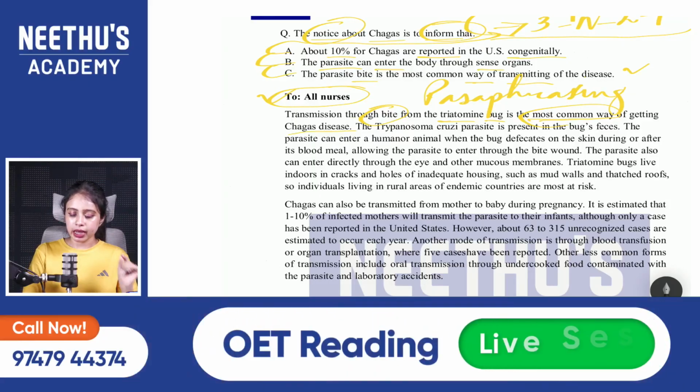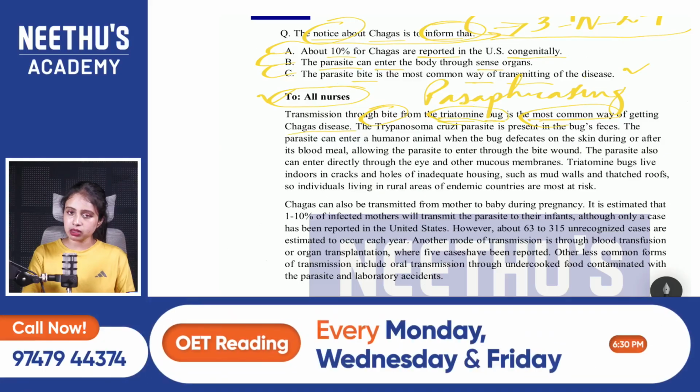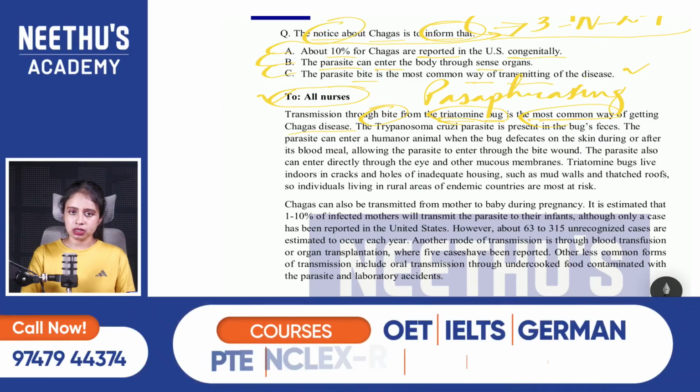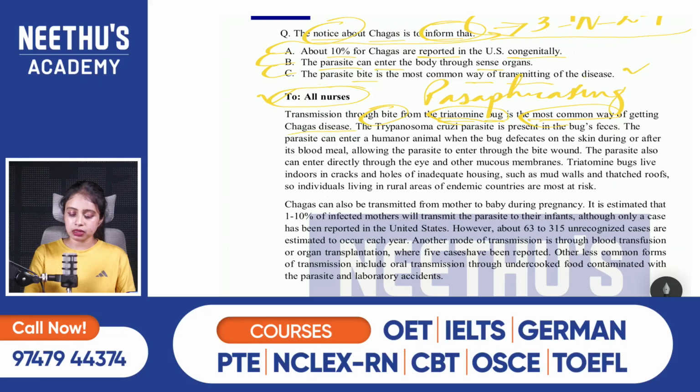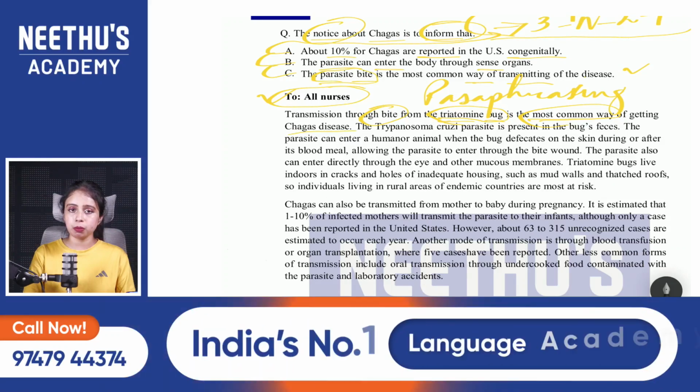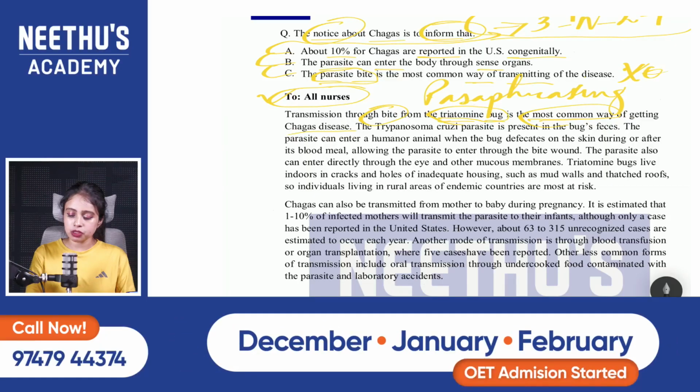So here, transmission through bite from the triatomine bug. It says bug bite. Bug is different from parasite. The most common way of getting Chagas disease. Here it is mentioned parasite bite. It is not parasite bite, it is bug bite. You see? So I'm eliminating option C, the opposite or contradictory option.